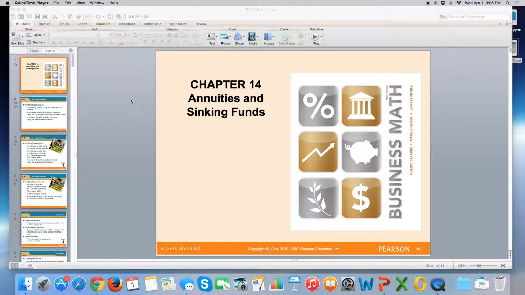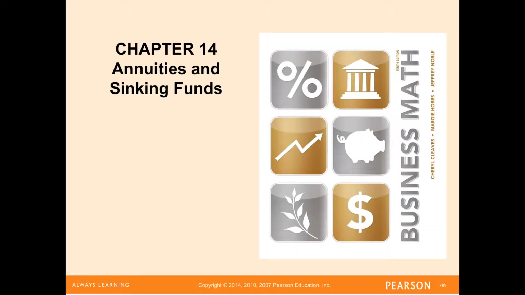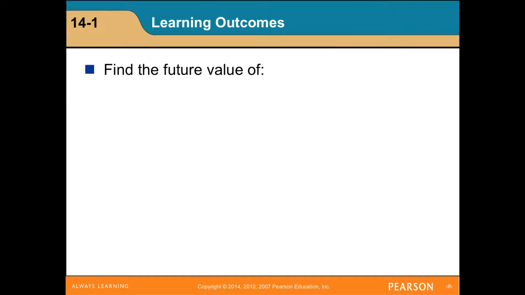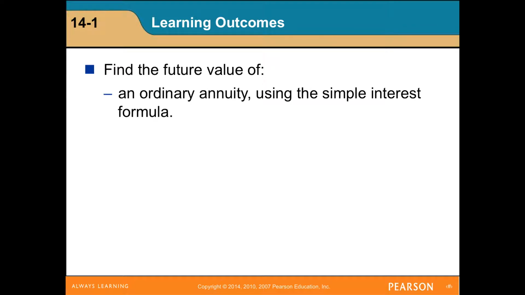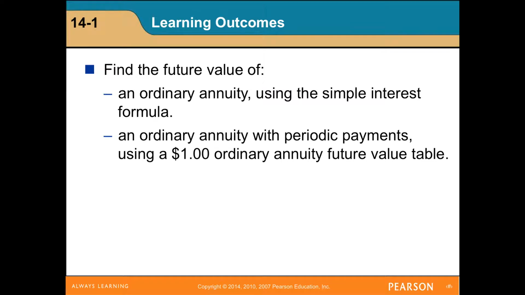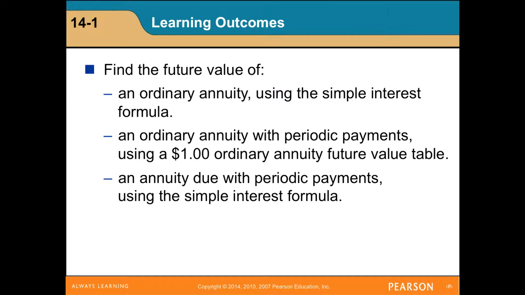Hello class, this is a video recording of chapter 14 of the Business Mathematics text, and the chapter is titled Annuities and Sinking Funds. Some of the learning outcomes of chapter 14: find the value of an ordinary annuity using the simple interest formula. Find the future value of an ordinary annuity with periodic payments using a $1 ordinary annuity future value table.